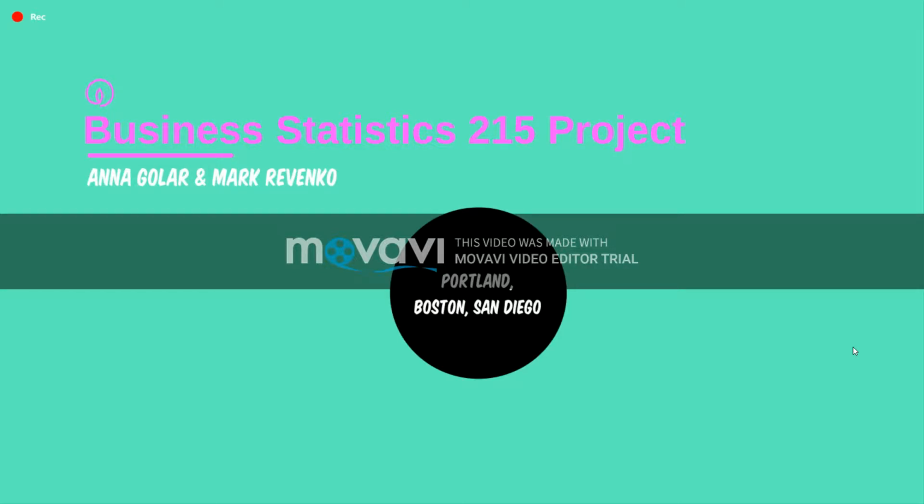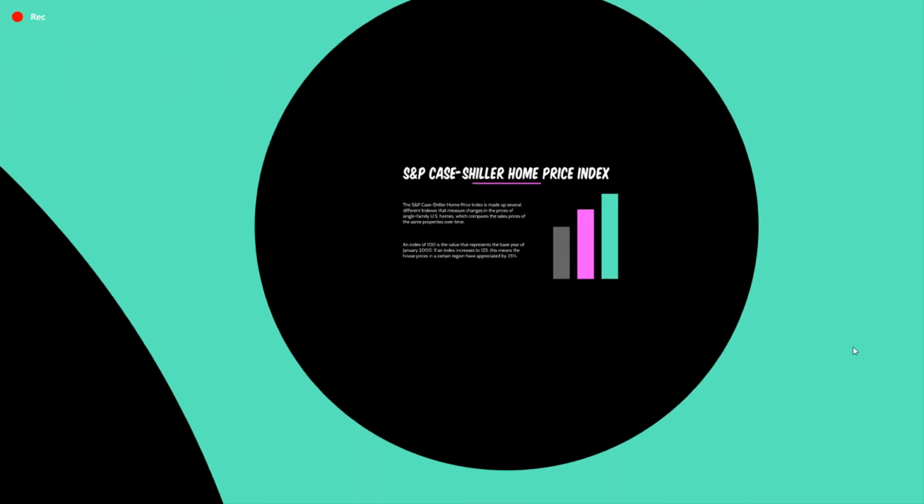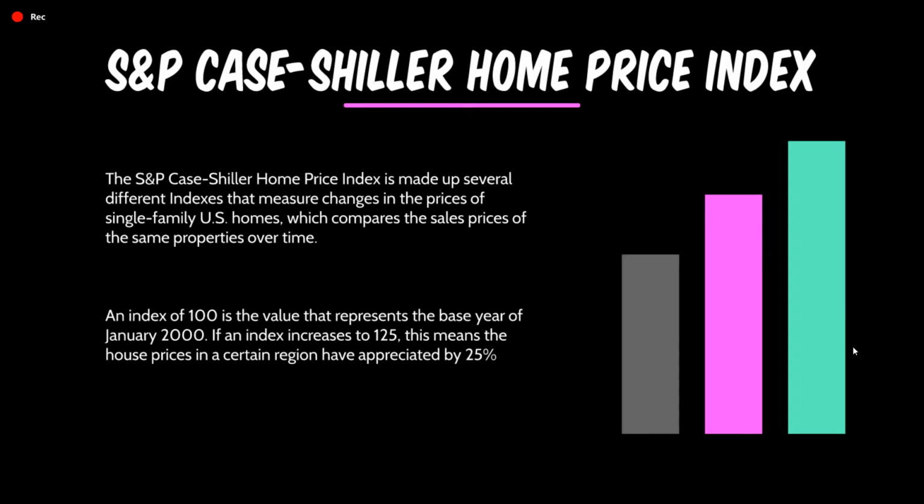This is our Business Statistics 215 project. We're going to be discussing the cities of Portland, Boston, and San Diego. First, we're going to introduce what the S&P Case-Shiller Index really is.